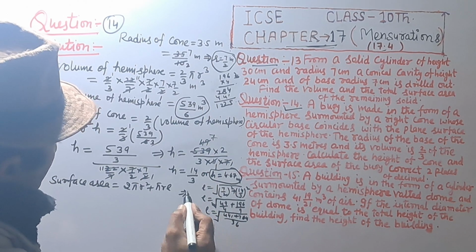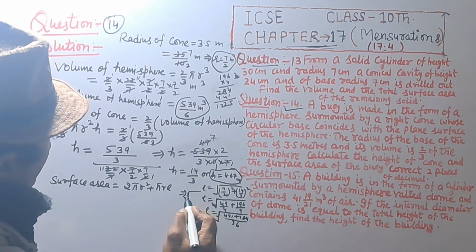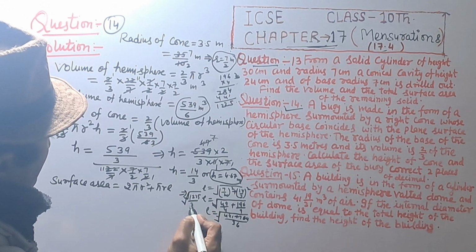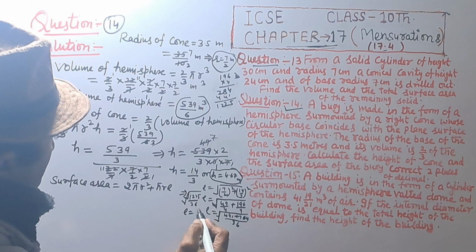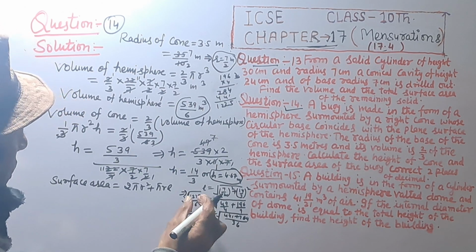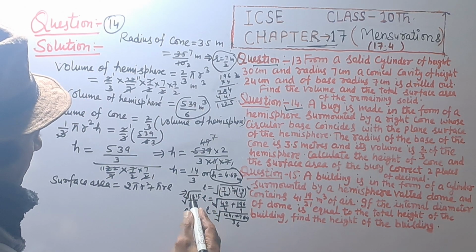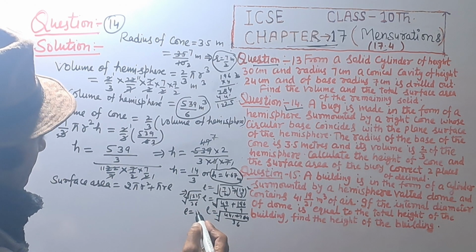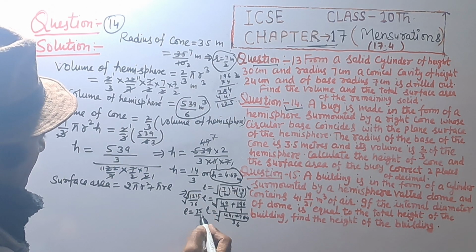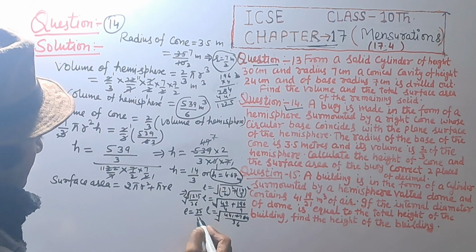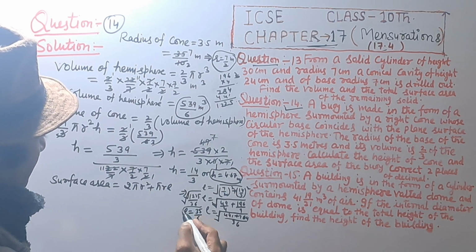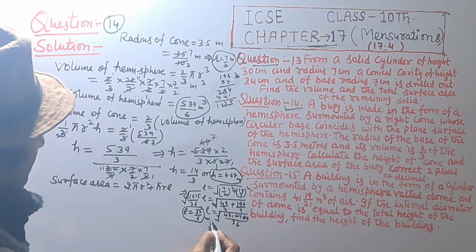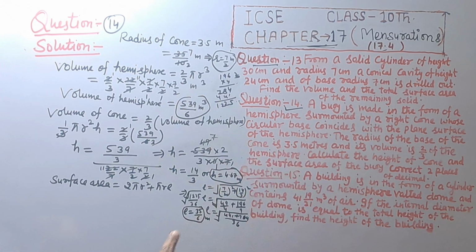Which implies under root of 1225 upon 36. So l is equal to 1225, that is equal to 35. 35 square upon 36 is 6 square. So we get slant height is equal to 35 upon 6 meter. It's slant height of cone.